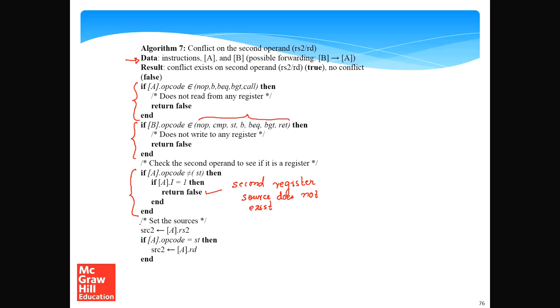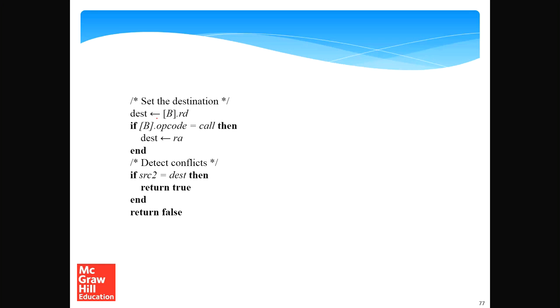Now that we have at this point ascertained that a second register source does exist, we set src2 to A's rs2, and if it's a store instruction, we set src2 to A's rt. Then we set the destination to B's rd, and what we had done in the previous algorithm, algorithm 6, is that if B's opcode is a call instruction, then we set the destination to the return address register. This is because the call instruction writes to the return address register. Henceforth, detecting conflicts is very, very easy. We say if src2 is equal to dest, then we return true, means a conflict exists. There is a read after write dependency with registers involved. Otherwise, we return false. So this was the algorithm for the second source register.